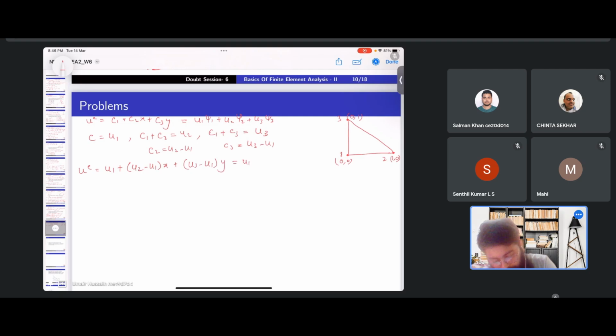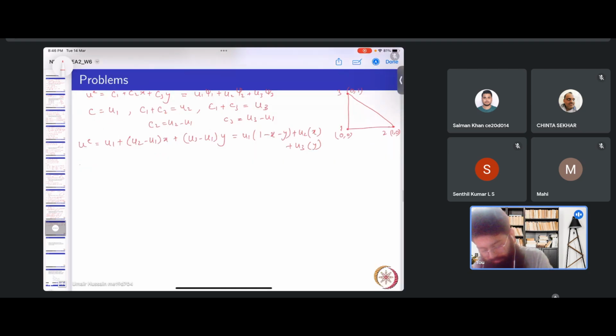So we have u1 times (1 minus x minus y) plus u2 times x plus u3 times y. So this gives us our approximation functions: psi1 equals 1 minus x minus y, psi2 equals x, psi3 equals y.